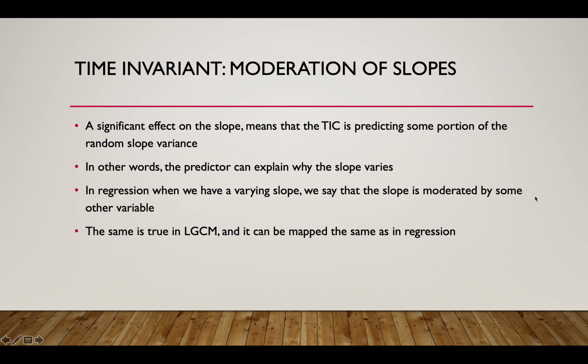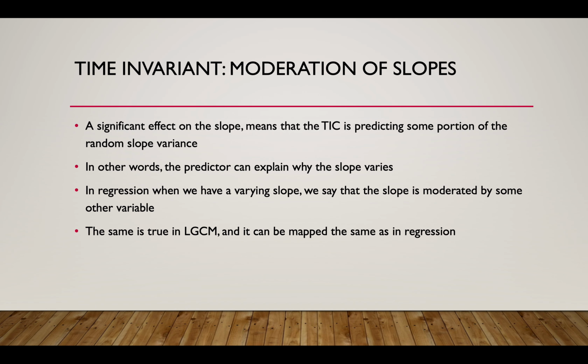All right, so what I was just saying a little bit ago is that if time invariant covariates wind up predicting some significant portion of variance in a random slope or random intercept, then they explain why a slope varies. We've run into this before, right? This is what happens when we do a regression analysis with a moderator variable. We're saying that the slope of some variable x on predicting y is different at levels of m. And that's really what we're talking about here.